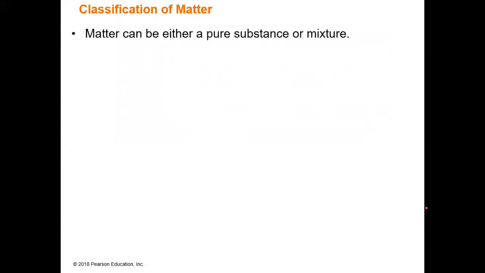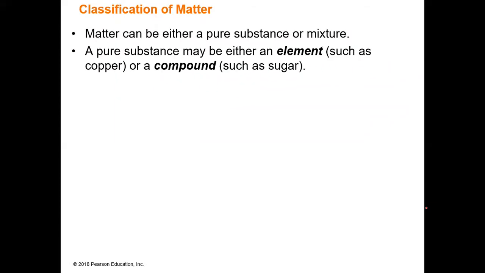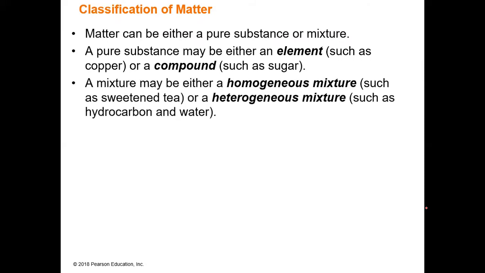Classification of matter. Matter can be either a pure substance or a mixture. A pure substance may be either an element such as copper or a compound such as sugar. A mixture may be either a homogeneous mixture such as sweetened tea or a heterogeneous mixture such as hydrocarbon and water.